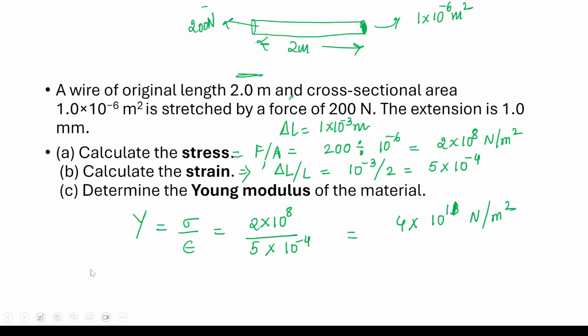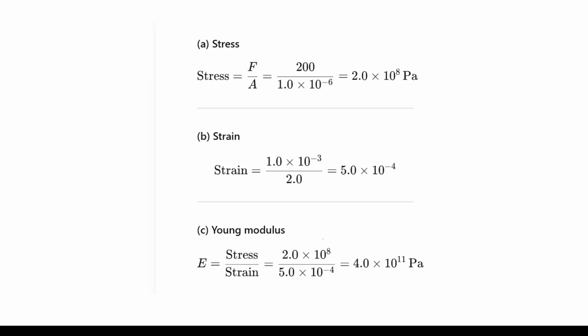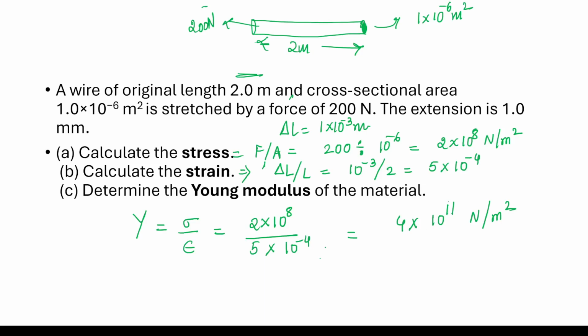That's it. Okay. Again, if you're not happy, rewind, try to do it yourself, because 8 minus 4, 12, and then 0.4 times 10 to the 12 is 4 times 10 to the 11. Yeah, that's my answer. Let's check. Yep, that's the answer. All right, okay, I made a mistake. No, I did not make a mistake. So Young's modulus is 4 times 10 to the power 11 Newton per meter squared.